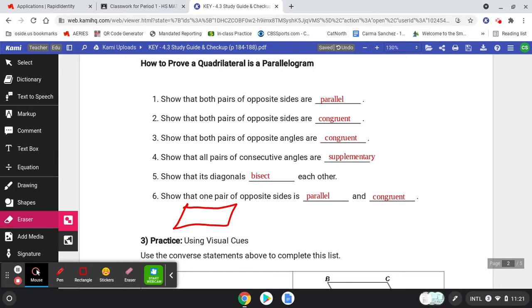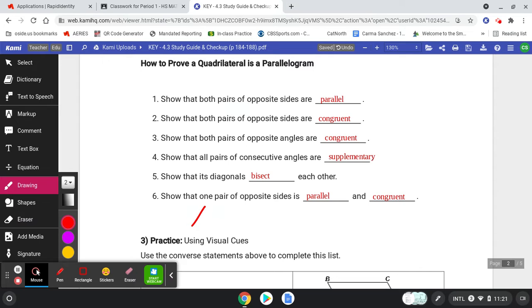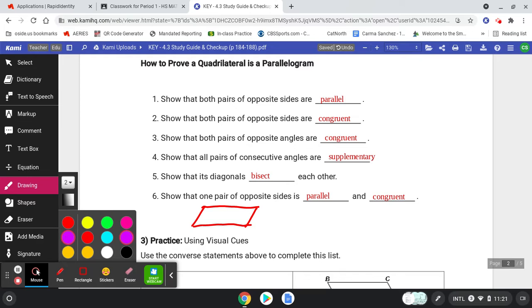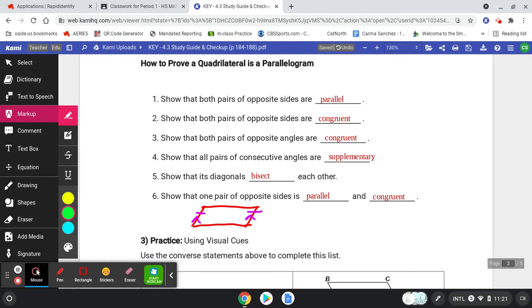Sorry guys, this is looking pretty bad. We think it's a parallelogram, we're not quite sure. This is saying that if we can show that one pair of opposite sides is parallel and congruent, then we know that it is a parallelogram. And that definitely will be on the quiz, so be prepared for that one.